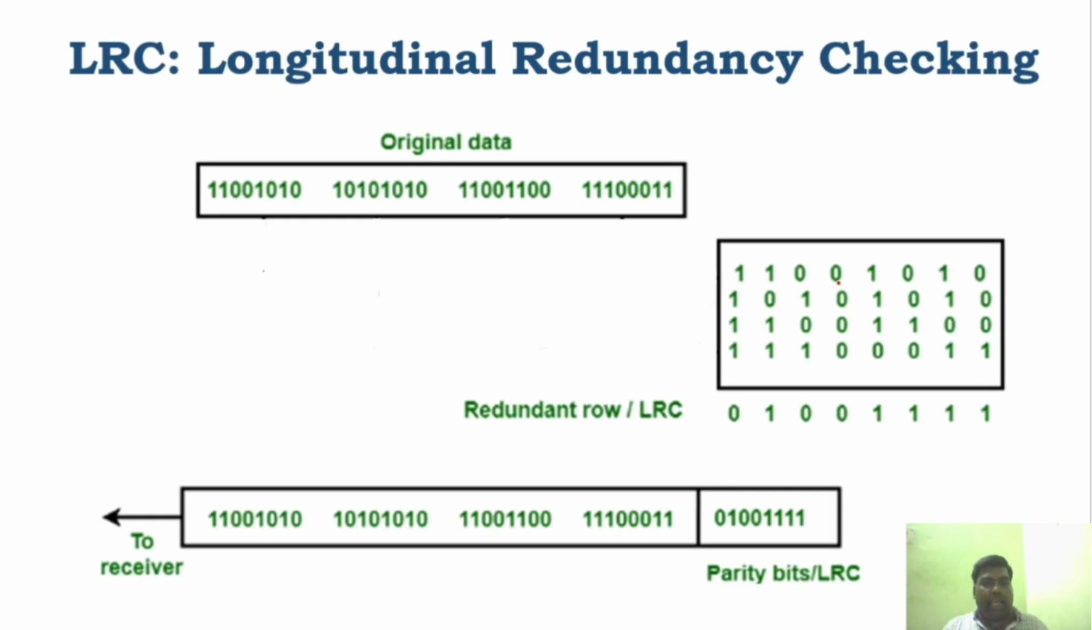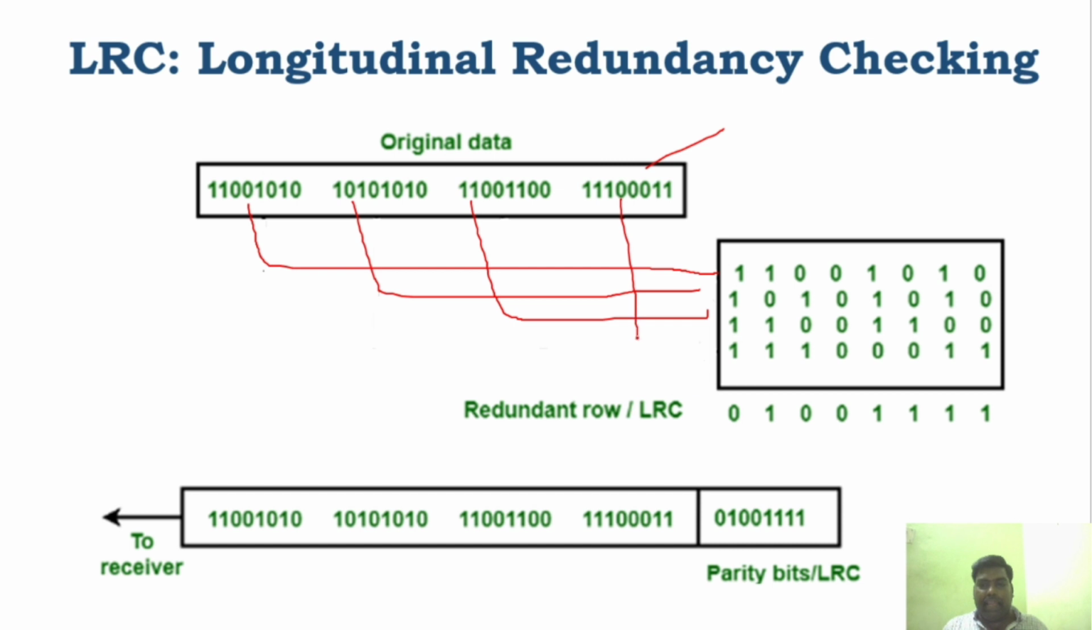If you look at this further, it will be clearer for you, right? So this is an original data. With this original data, LRC will calculate the parity bits, okay? Now you can see here, I'm writing the bits longitudinally, writing them separately, so that we are able to calculate the parity bits. If I follow even parity, then this is 0, this is 1, this is 0, this is 0, this is 1, this is 1, this is 1, this is 1. So I have used even parity.